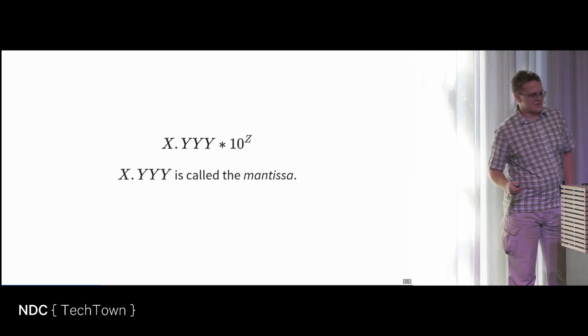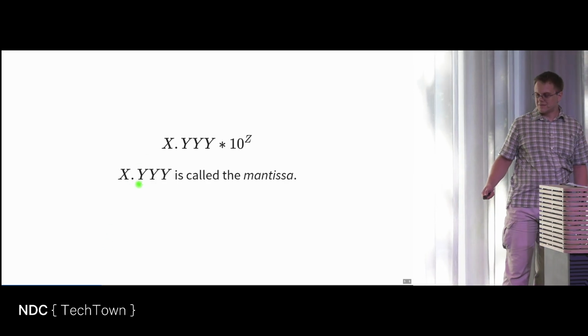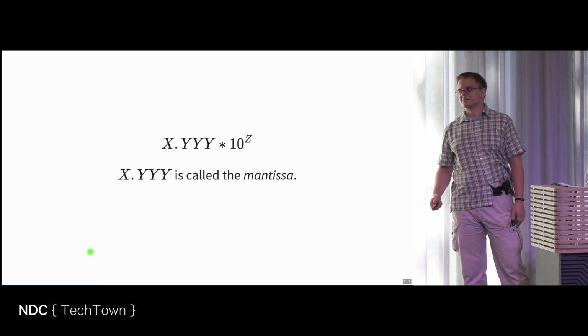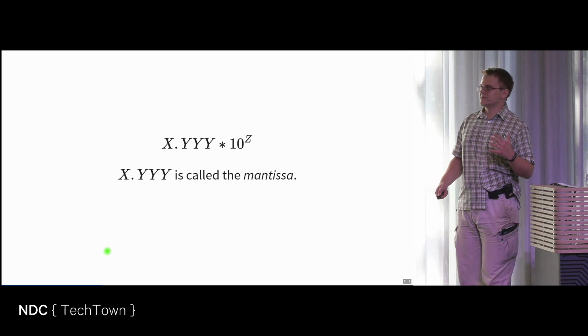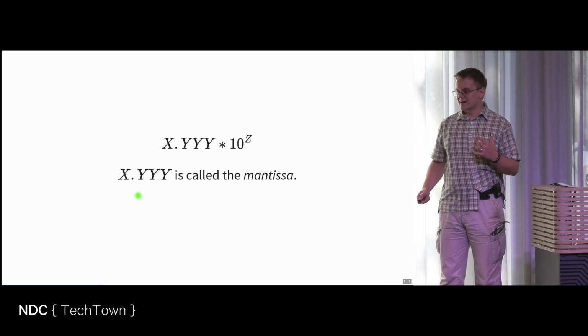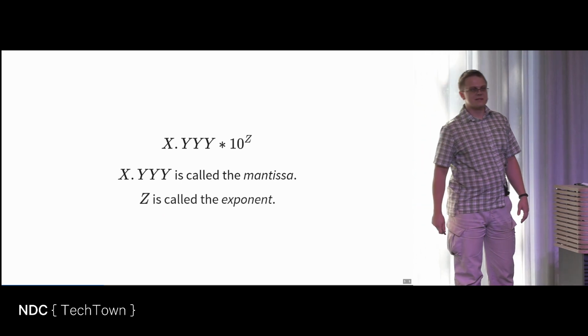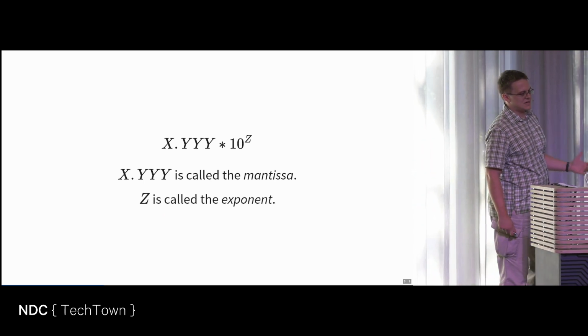When we look at it, the first part, the x.yyy, is called the mantissa. These are the digits that we have of the number, that we know are there. And z is the exponent. That's the magnitude of the number we are handling.